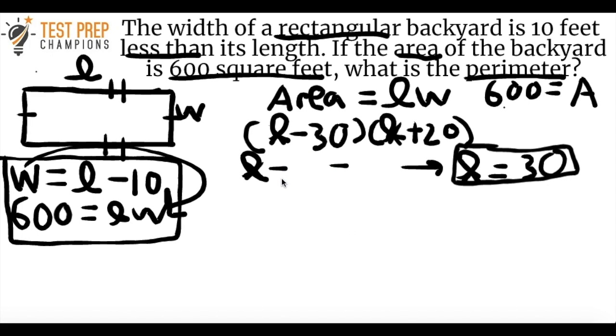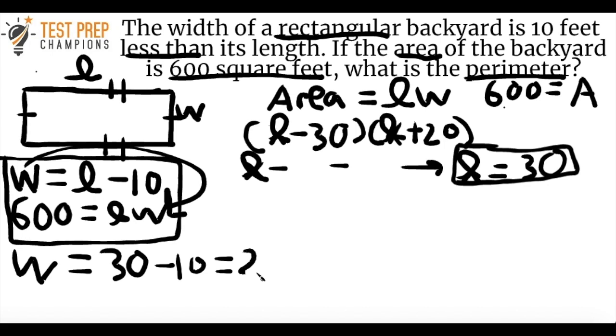So we've got our L here. Now that we have L, we can get our W, because remember, W is equal to L minus 10. How do we get our W? We just take this L and replace it with 30. So we substitute 30 into the equation for L. W equals L minus 10, and we know that L is 30, so we have 30 minus 10, and we get 20. So we now have our width and our length. L equals 30, and the width is equal to 20.